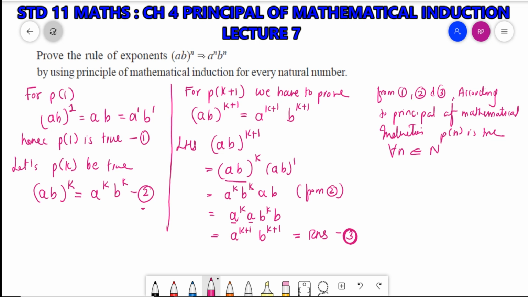Okay, students, so that's it for today. Here we have completed chapter number 4, that is principle of mathematical induction. In our next video lecture, we will begin with chapter number 5, that is complex numbers. Okay, thank you.